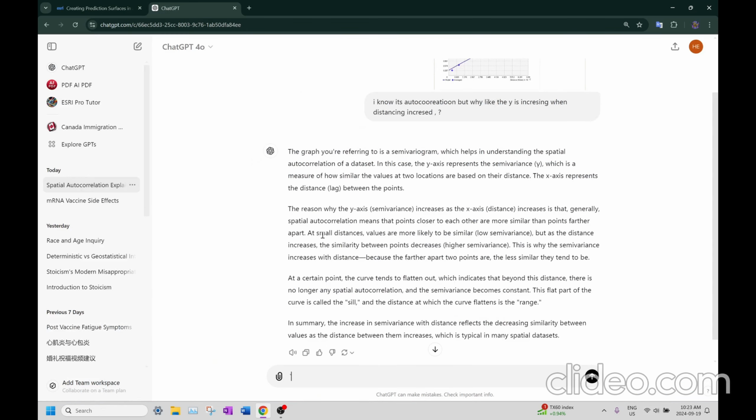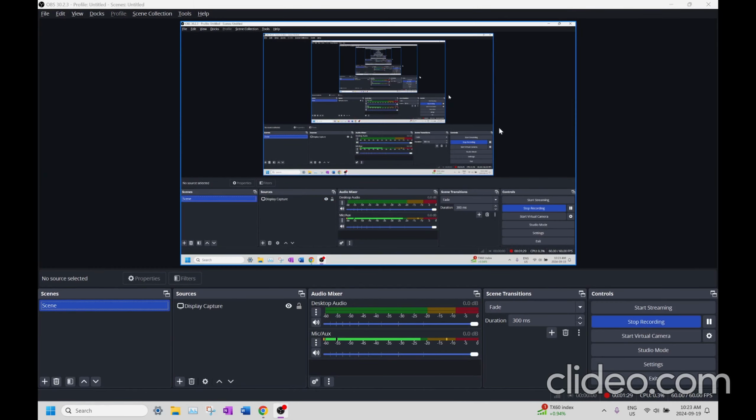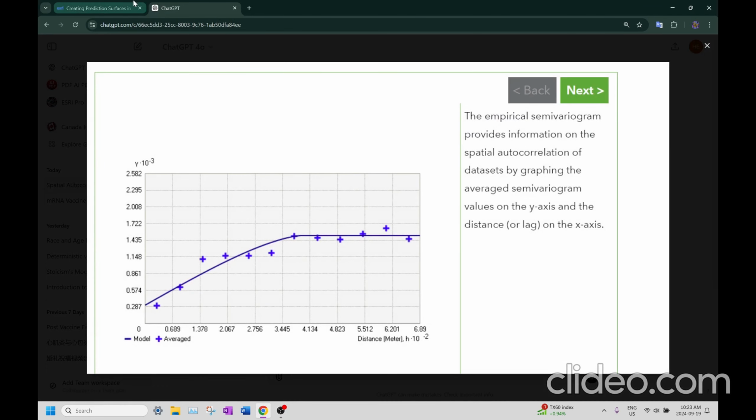I just want to clarify one thing while I'm reading this chart. I just realized, why does the y value increase as the distance increases? Semivariance is the statistical reflection of the autocorrelation, so if you have a longer distance between the points, why is the y value increasing? I mean, it should be decreasing.